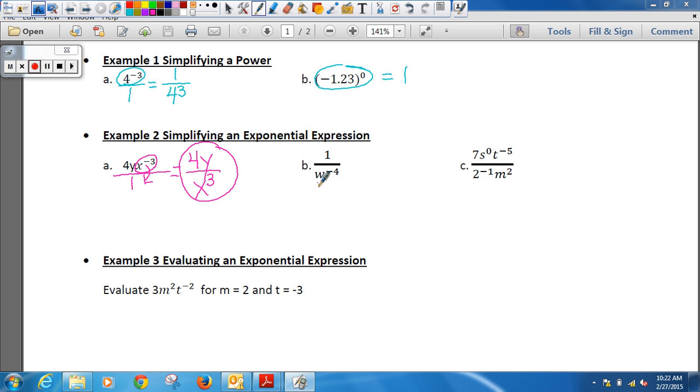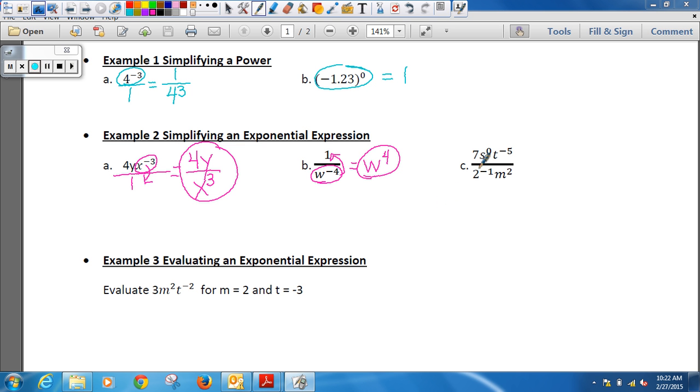On the second one, again, I notice there's a negative exponent on the w, so I need to move it and lose it. I need to move it to the numerator. There's nothing left in the denominator, so I could write this as w to the 4th over 1, which is simply just w to the 4th.